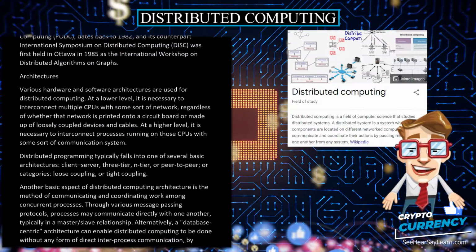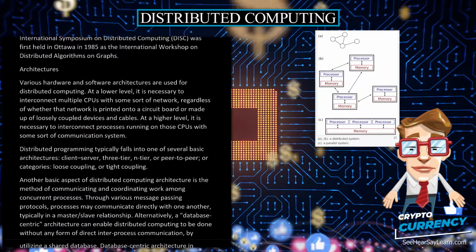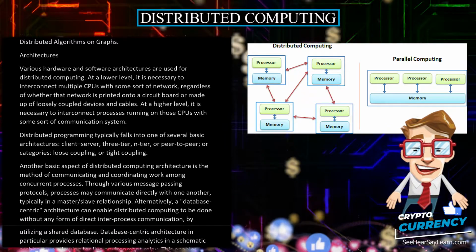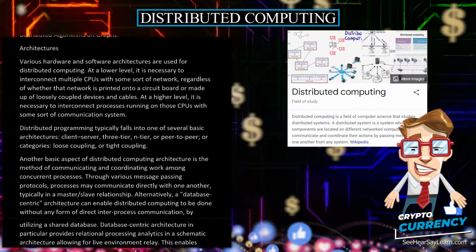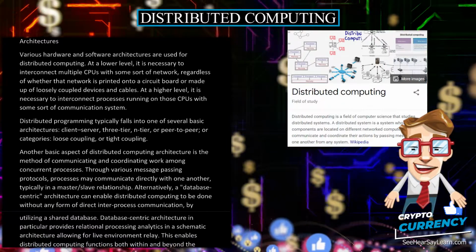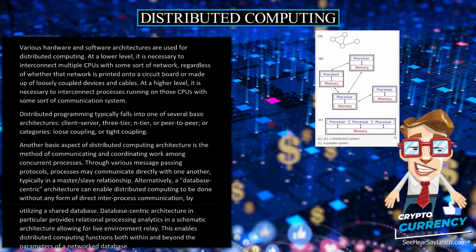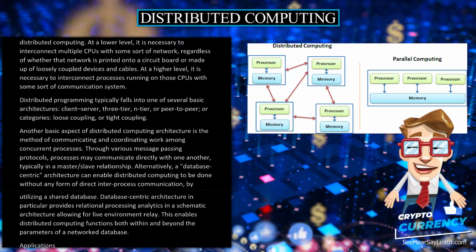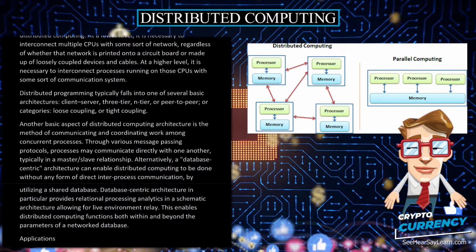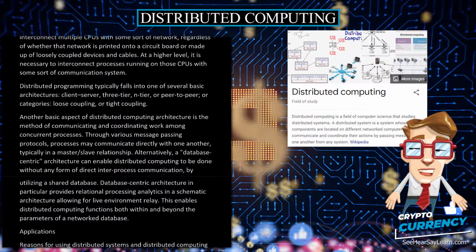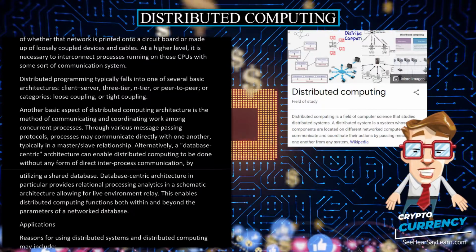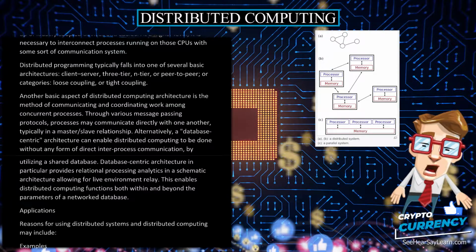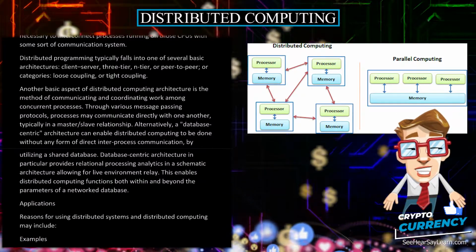At a higher level, it is necessary to interconnect processes running on those CPUs with some sort of communication system. Distributed programming typically falls into one of several basic architectures: client-server, 3-tier, N-tier, or peer-to-peer; or categories: loose coupling or tight coupling. Another basic aspect of distributed computing architecture is the method of communicating and coordinating work among concurrent processes. Through various message passing protocols, processes may communicate directly with one another, typically in a master/slave relationship.